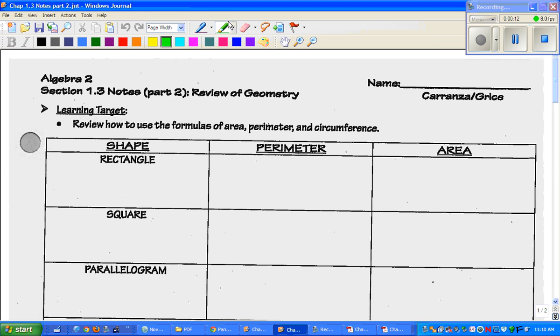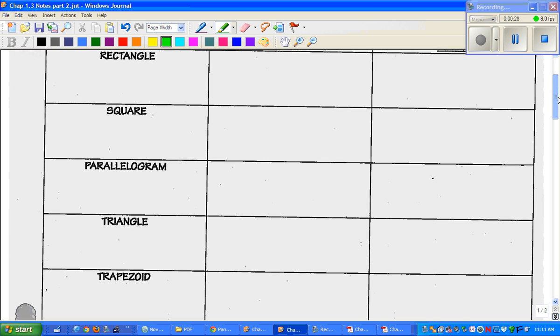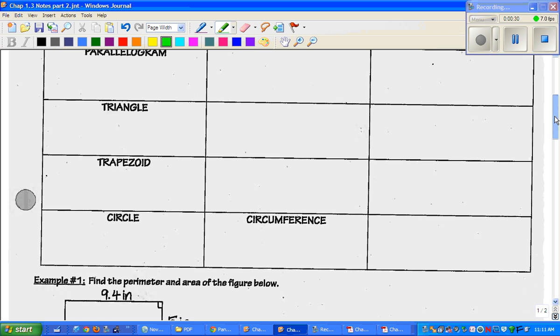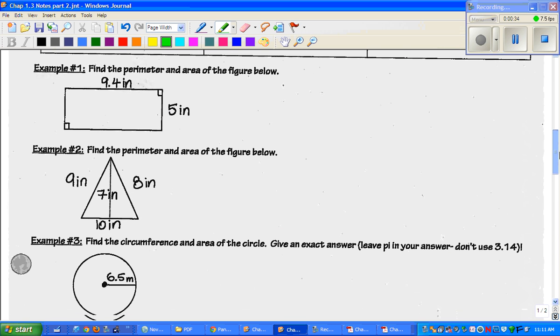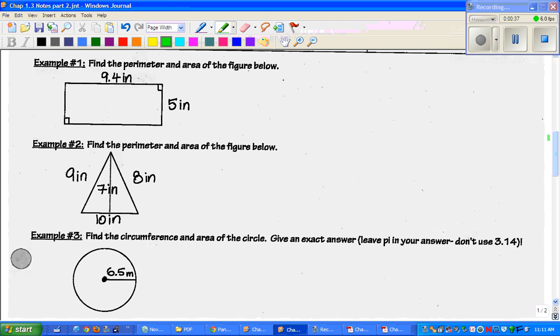We are still reviewing in geometry. Today our learning target is to review how to use formulas of area, perimeter, and circumference. If you need these notes for all the definitions, go to the notes answer key, which is on the website. We will just be going through the examples today. Example number 1 says find the perimeter and the area of the figure below.